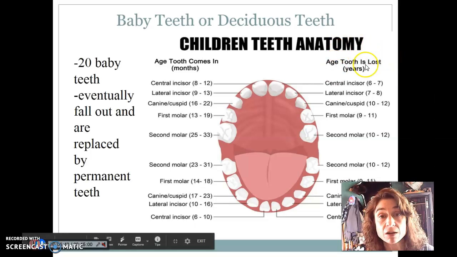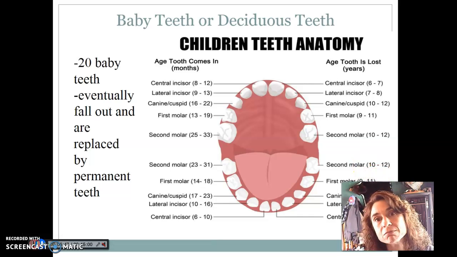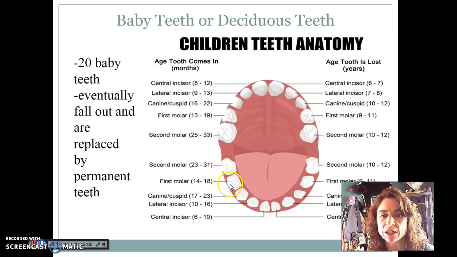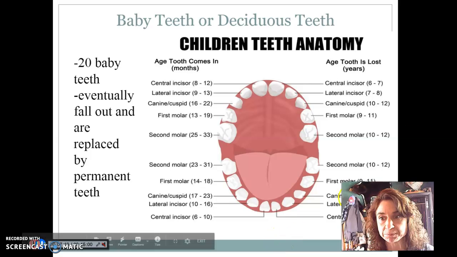Then, of course, all these teeth also fall out. And this gives you the age at which the teeth should fall out or be gone by. Okay. So how do we label these teeth? Top and bottom are the same. So we start in the front. We have our central incisor, moving to the side or laterally, lateral incisor. Then we have our canine or cuspids, first molar, second molar. And these are typically called premolar. Okay, so it would be a first premolar, second premolar. And it's the same on the top.